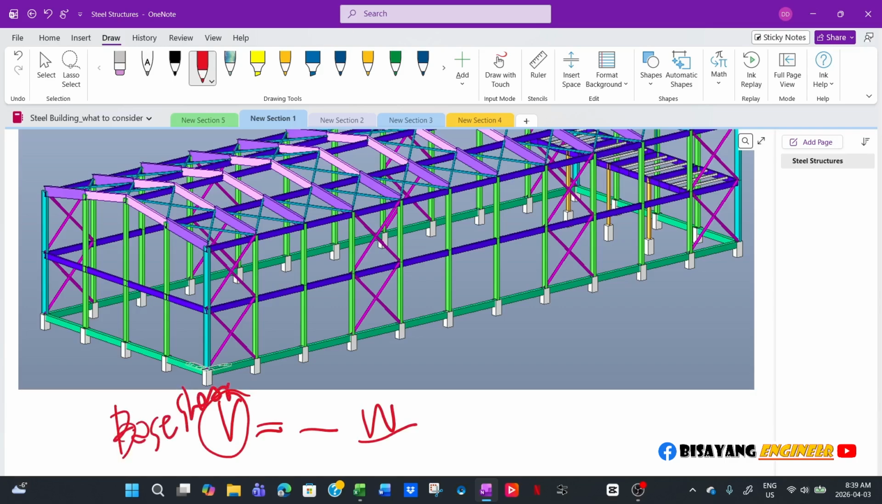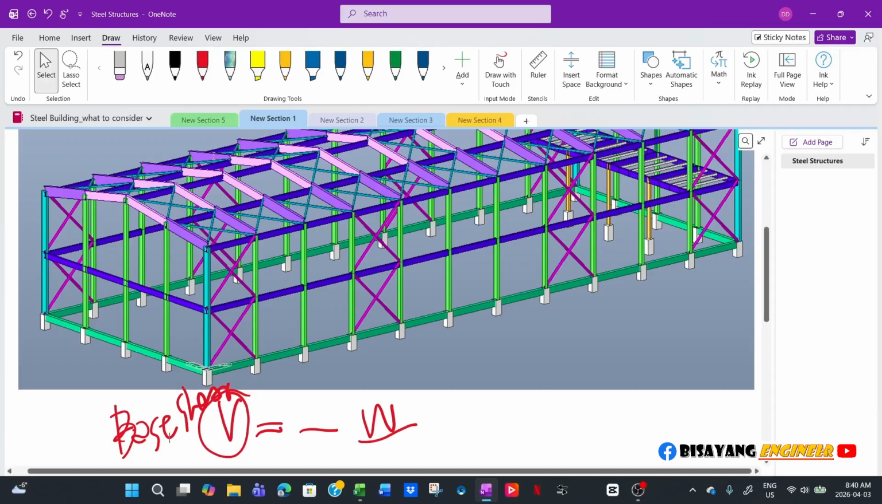For seismic calculation, that's why it is better to make your steel structure efficient when it comes to the weight, like using all these members here, because they add up. All these members here will add to the weight of your structure, and then eventually the magnitude of your base shear.